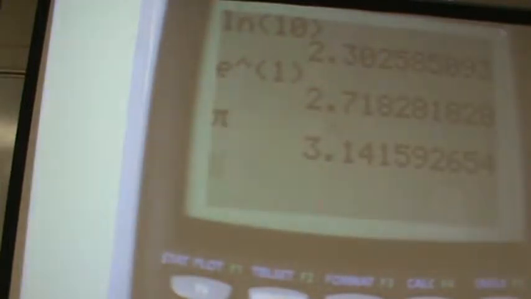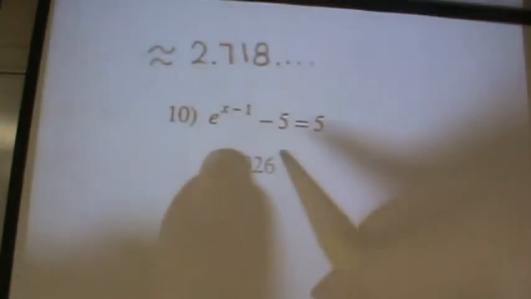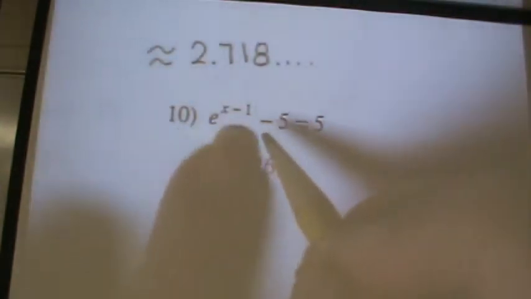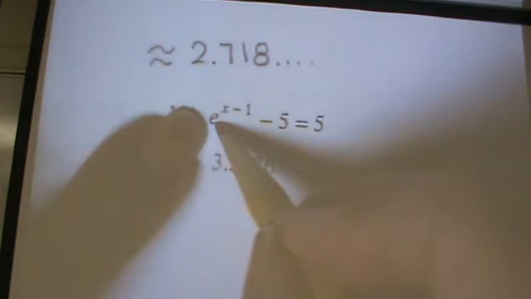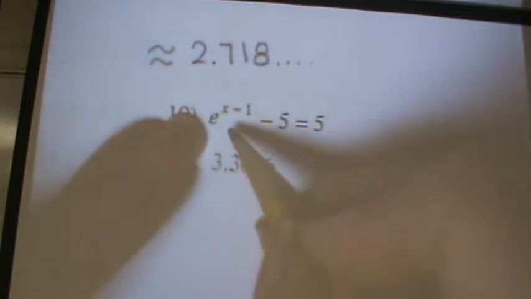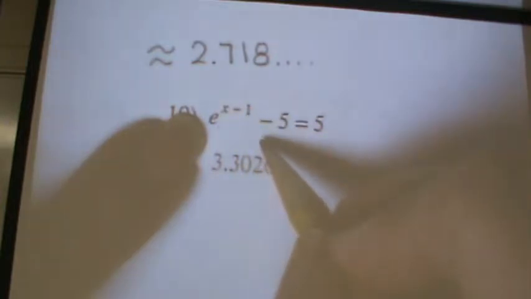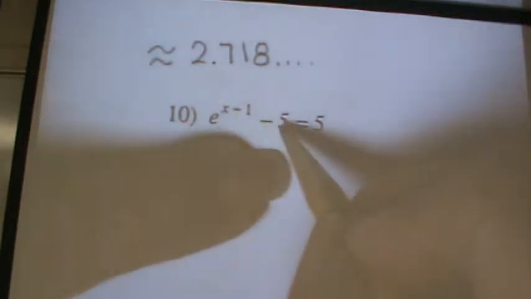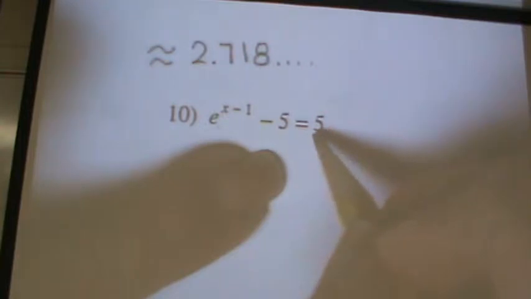So now, think of E as a number. Now I want you to look at this problem. How do you think you're going to solve this? So instead of E, think if you had 2.718 to the x minus 1 power minus 5, how would you solve this problem? Add 5. Add 5.